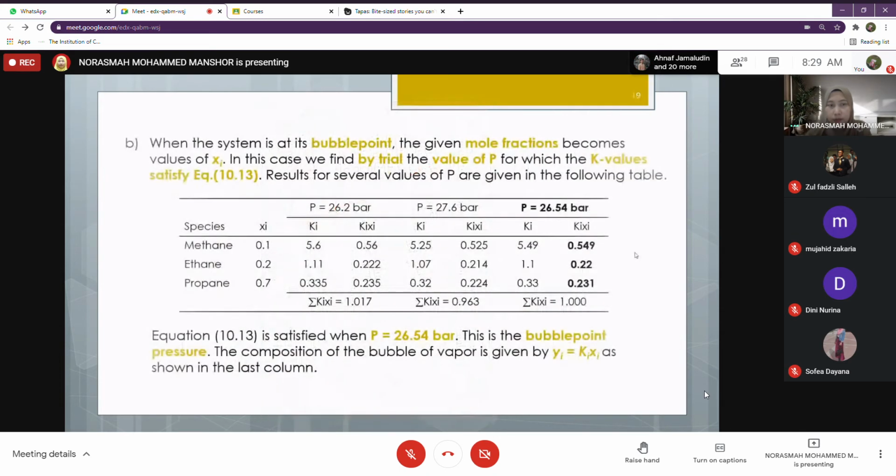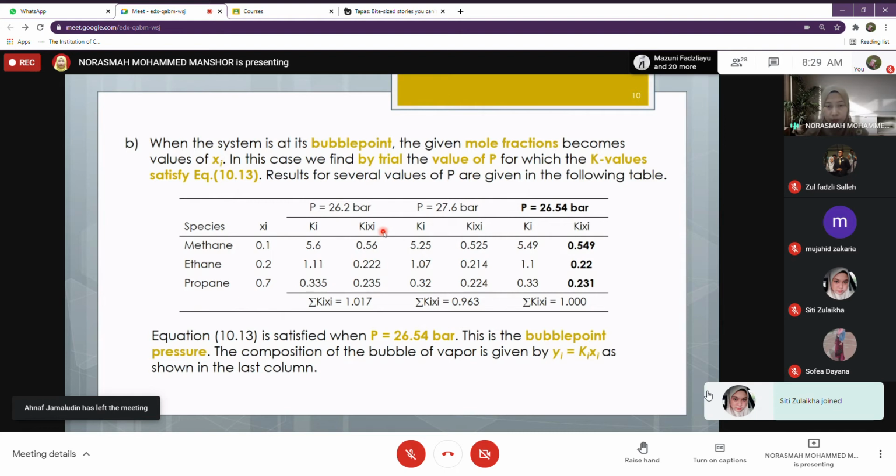Alright. So for bubble point pressure, the method is the same, but you use equation 10.13: summation XiKi equals 1. So you try and error P until summation XiKi equals 1. Xi is the mole fraction given in the question, because it is the bubble point. So we assume the mole fraction is Xi.